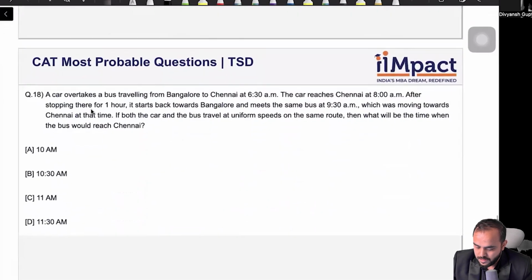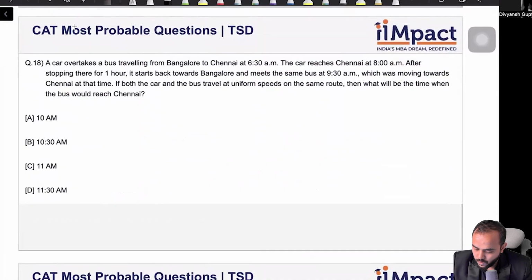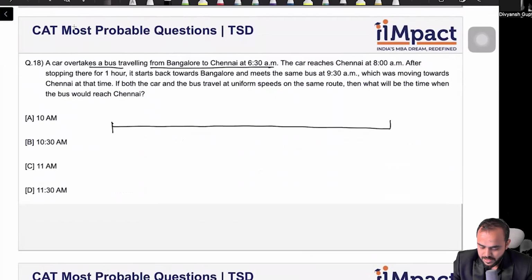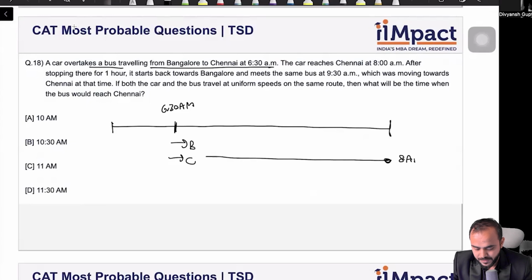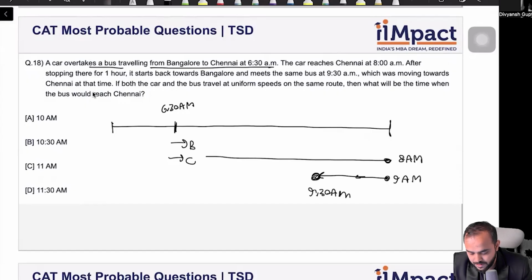Moving on. So a car overtakes a bus traveling from Bangalore to Chennai at 6:30. So let's say this is the situation at 6:30 a.m. You have your bus and you have your car. Car reaches Chennai at 8 a.m. Then the car will chill for 1 hour and then it starts back. So the car starts back at 9 a.m. and it meets the same bus at 9:30 a.m.